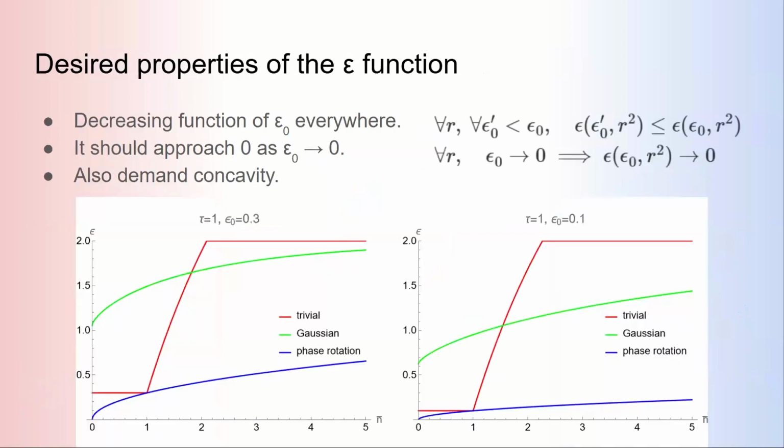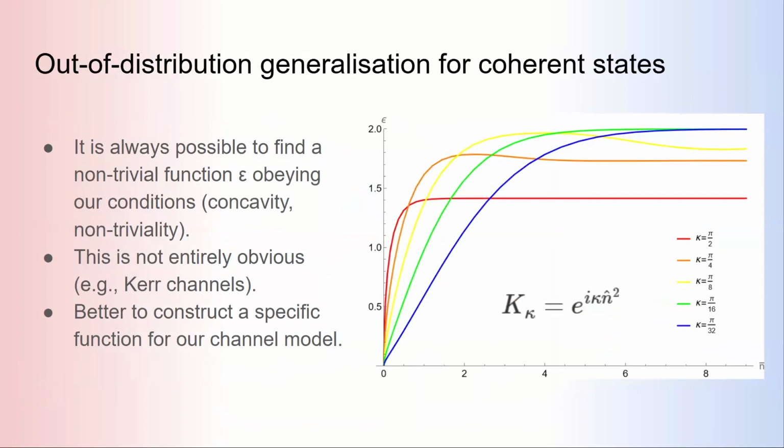So, on the next slide, I have an example of why this is not a trivial condition to state. Here is the Kerr interaction defined by this unitary, e to the i kappa n squared, where n is the energy. What we find is this weird behavior where it goes up and then dips. Going down the rainbow, these channels are in theory closer and closer together.